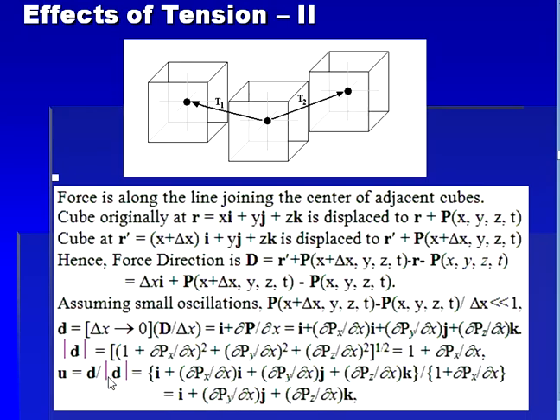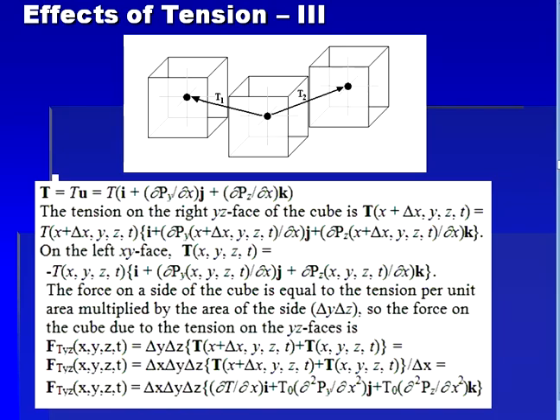So a unit vector in the direction of d, in the direction of the tension, will simply be the unit vector i plus the partial of p sub y with respect to x times the unit vector j plus the partial of p sub z with respect to x times the unit vector k. Note that this doesn't exactly look like a unit vector because i itself is a unit vector, so this would be a bit larger. But to first order in small quantities, this is the unit vector in the direction of the tension.